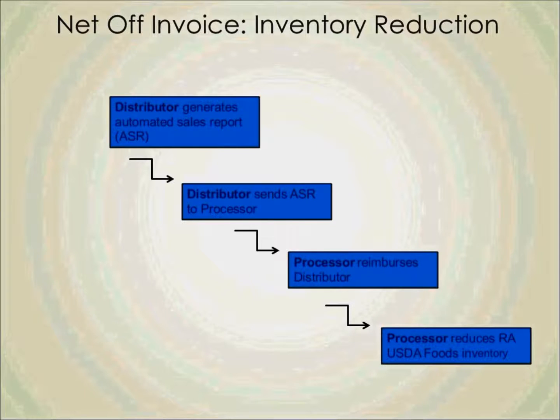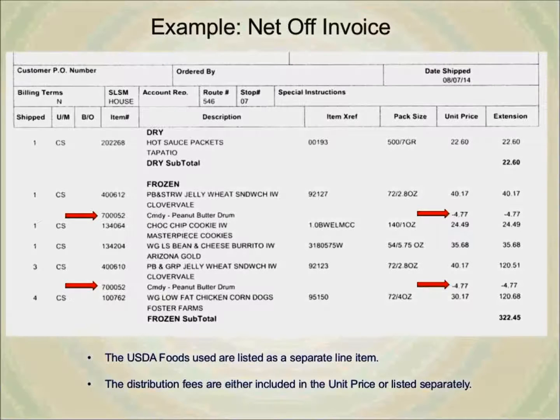With net off invoice, an RA's inventory is reduced when, first, the distributor generates an automated sales report. The distributor sends the ASR to the processor, who then reimburses the distributor, and the processor reduces the recipient agency's USDA Foods inventory balance. An RA's inventory usage should be reflected on the online management system that the processor uses. Again, K-12, ProcessorLink, or their own management system. As an RA, if you notice that your usage is not being reflected correctly, please contact the processor or your distributor.